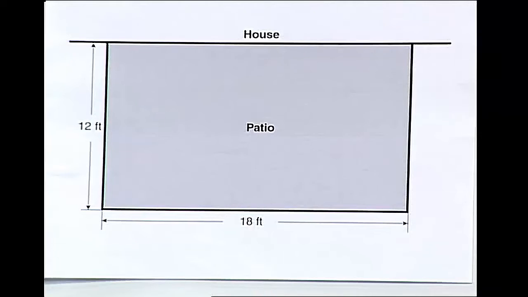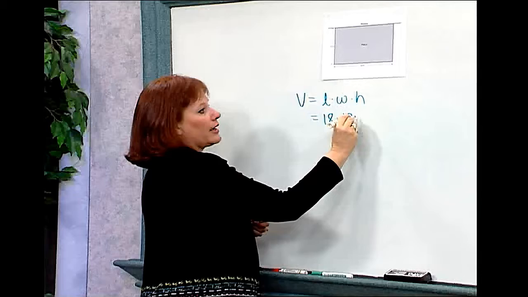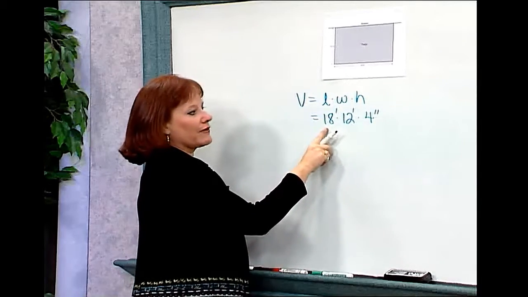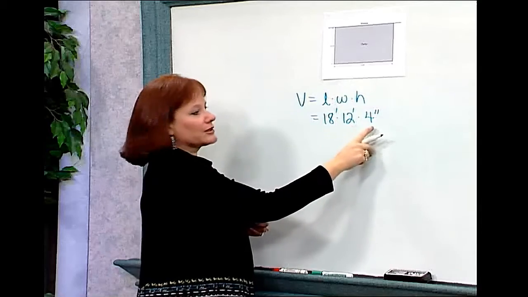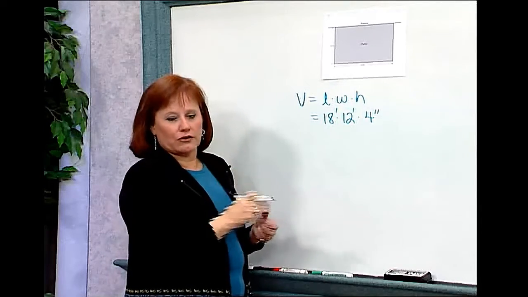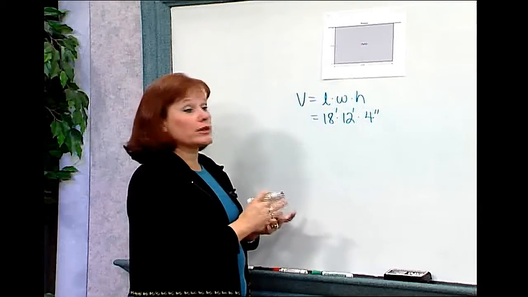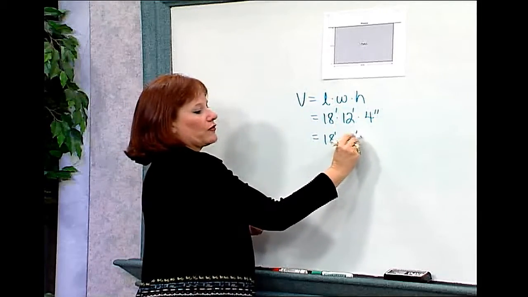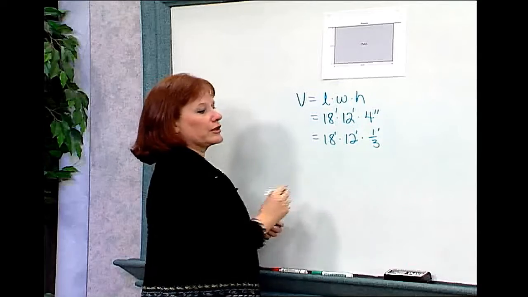The length of the patio is 18 feet, the width of the patio is 12 feet, and the height of the patio is 4 inches. Now I have a problem again because I have 18 feet times 12 feet times 4 inches. I need to convert this all to the same unit of measurement, so I'm going to convert to feet. I'll have 18 feet times 12 feet times 1/3 of a foot.